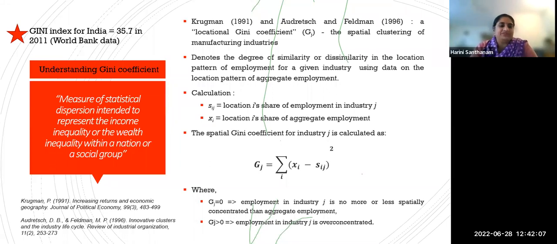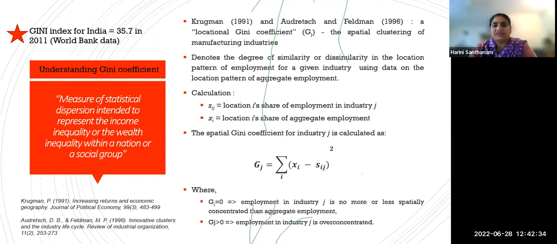So Gini coefficient is a measure of statistical dispersion intended to represent the income inequality or the wealth inequality within a nation or a social group. So this is a very, very important indicator for us to say whether there is equity and whether there is intra or intergenerational equity, and where the sources for inequality lie.